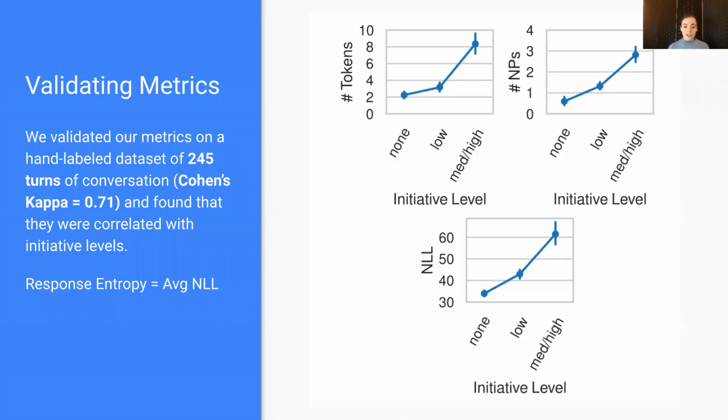We validated our metrics by hand labeling a data set of 245 turns of conversation. On this data set, 2 annotators achieved an inter-rater reliability score with Cohen's kappa of 0.71, which indicates substantial agreement. Due to the small number of high initiative examples observed, we combined the medium and high levels of initiative for these plots. As the plots show, our automated metrics are correlated with levels of initiative.